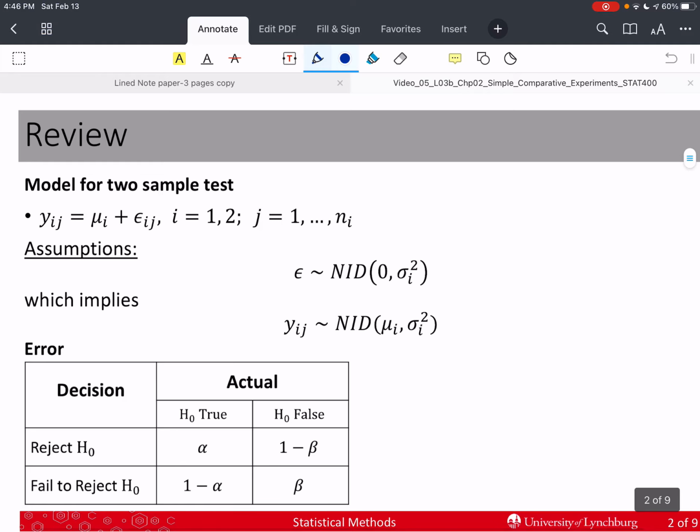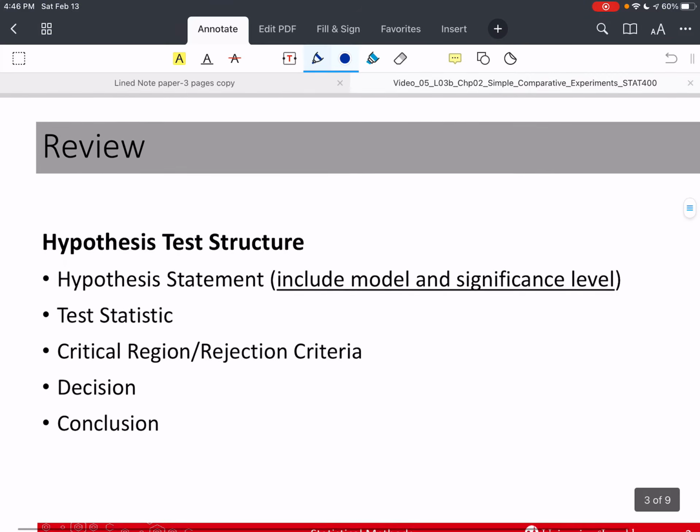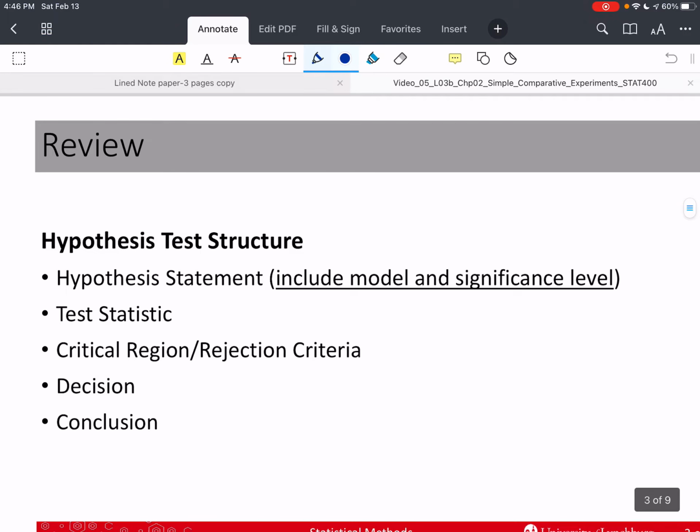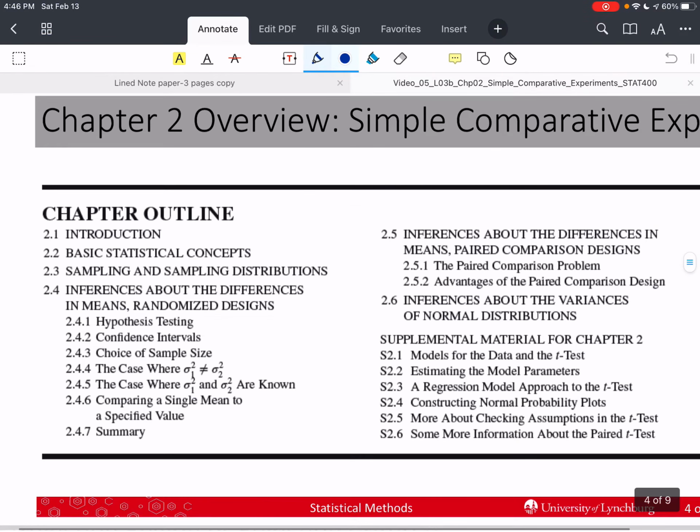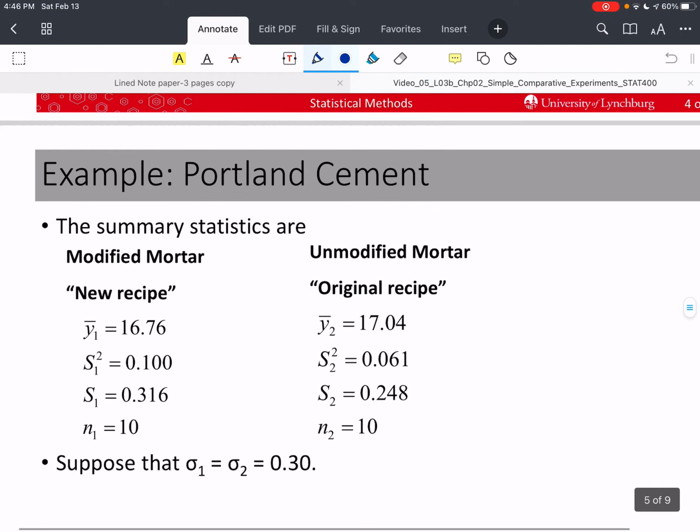So previously we've talked about the models, the assumptions, errors, and then we talked about the 5 different steps of the hypothesis test. So in this video we want to give you an example using all of those steps. So this is the Portland cement example.